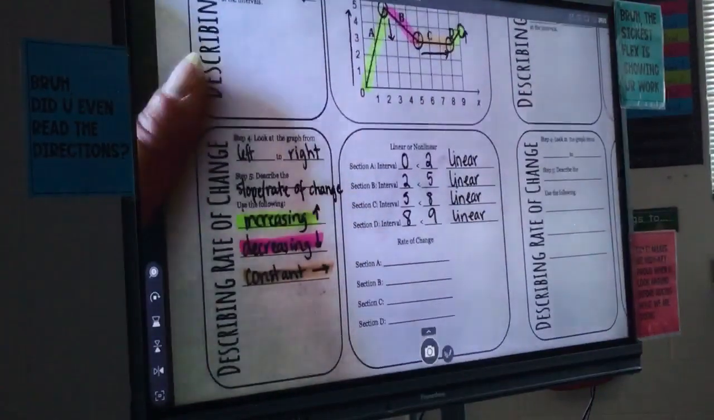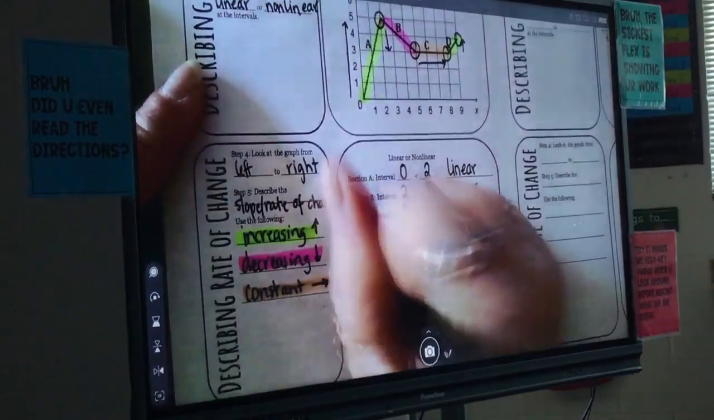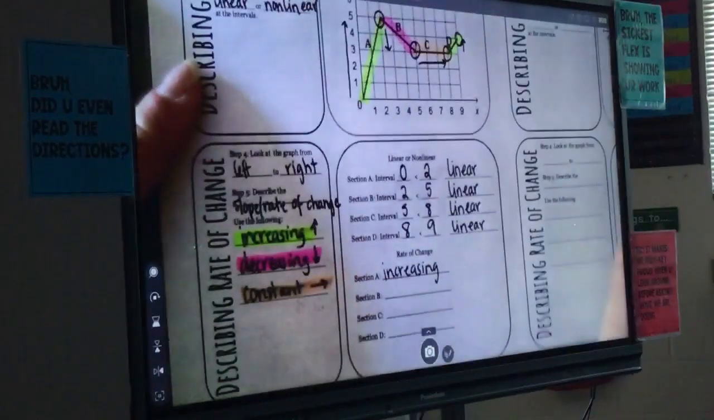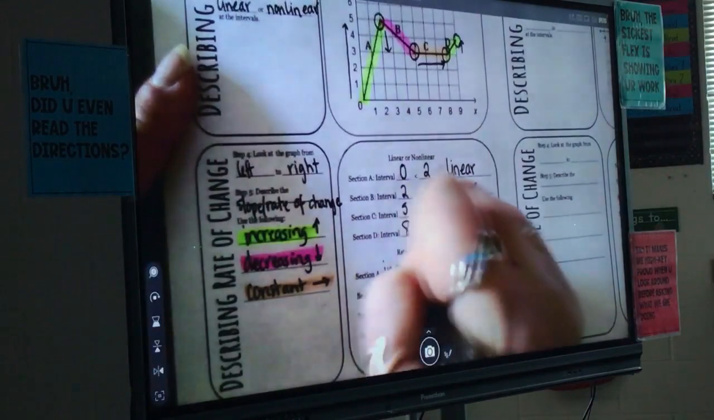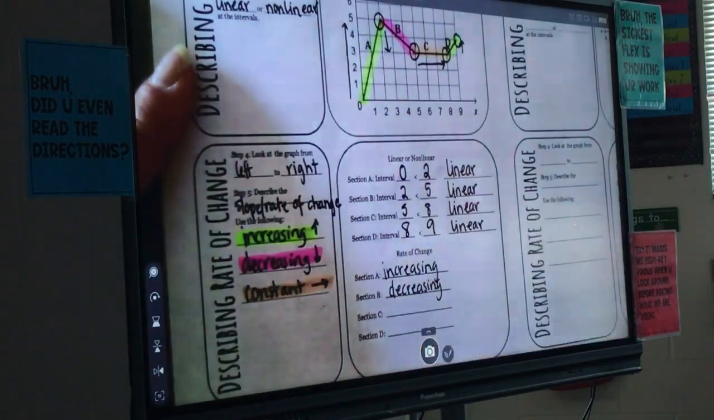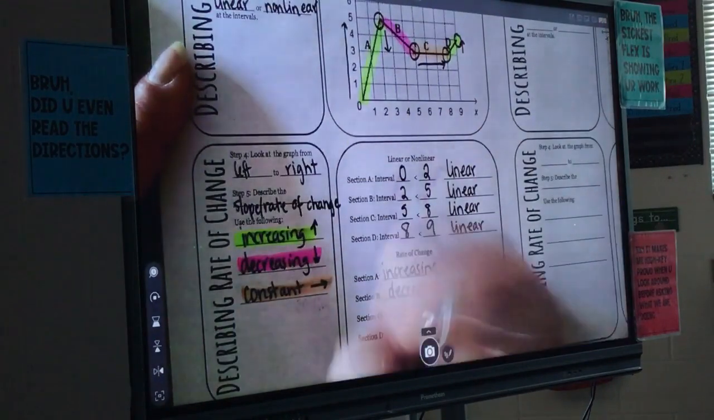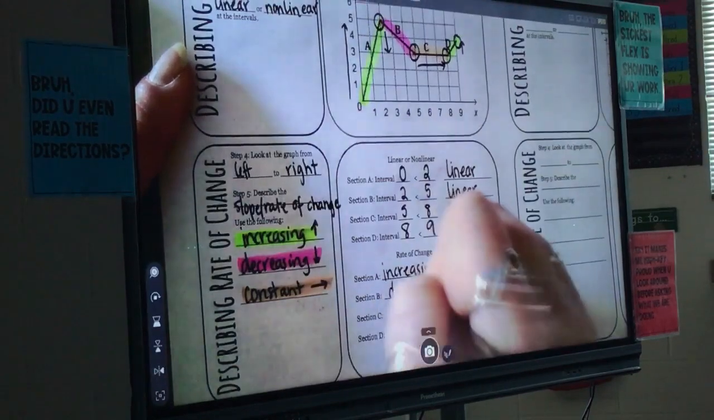All right, Jasmine, section A, is it increasing, decreasing, or constant? Increasing. Okay. Section B, Ryan, increasing, decreasing, or constant? Decreasing. Section C, increasing, decreasing, or constant? Ben. It is constant. And section D, Ellie.